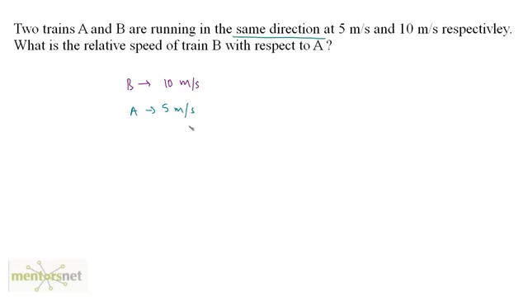So if they are running in the same direction, it means that we have to subtract their speeds. So we have been asked the relative speed of B with respect to A. So the speed of B is 10 minus the speed of A, which is 5, and that is equal to 5 meters per second, and that's the relative speed of train B with respect to A.